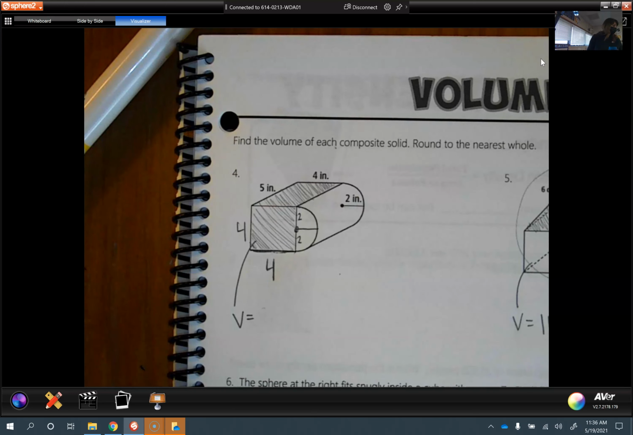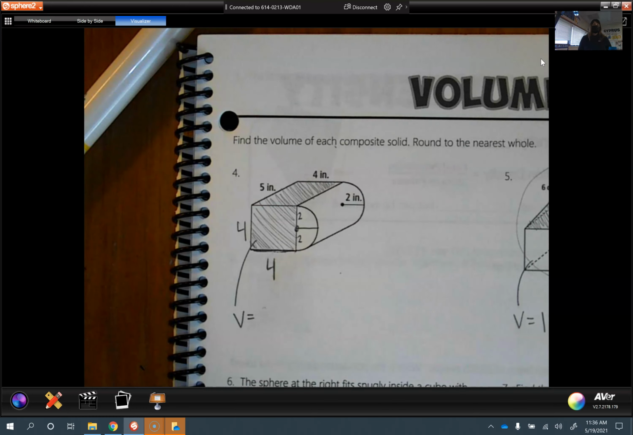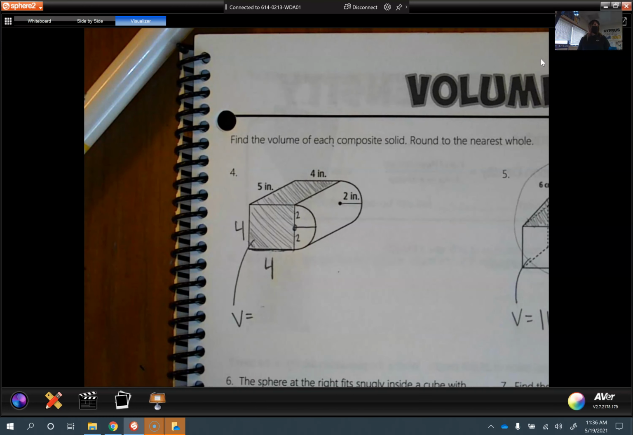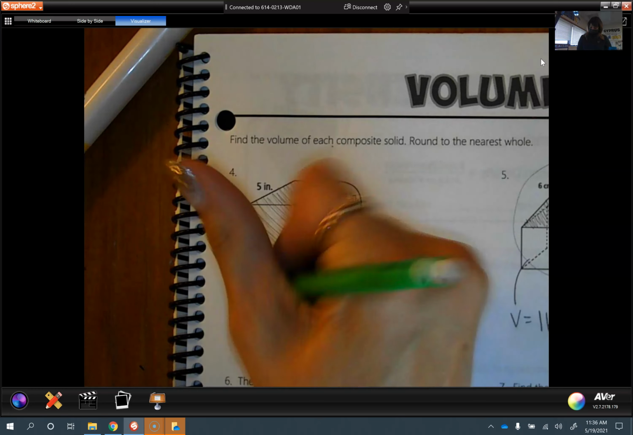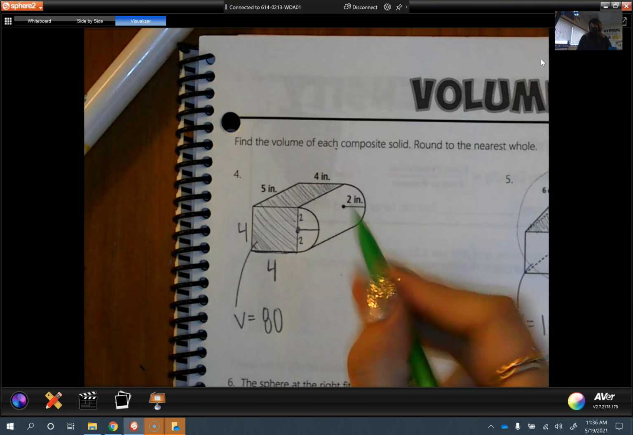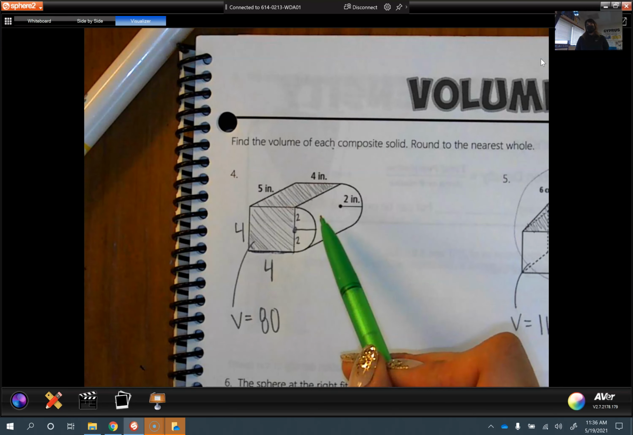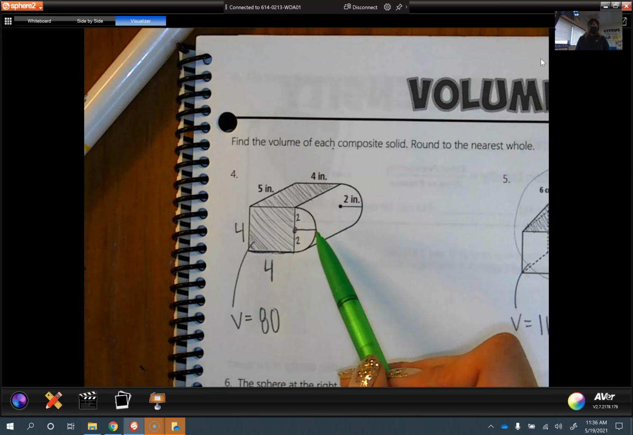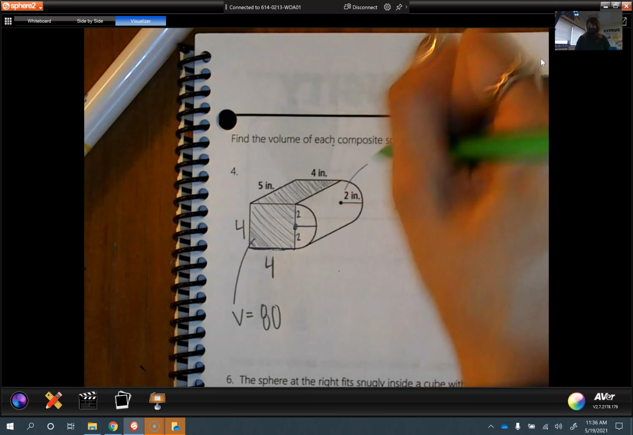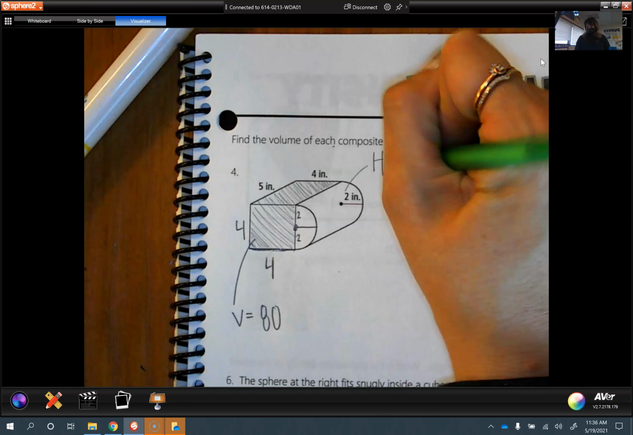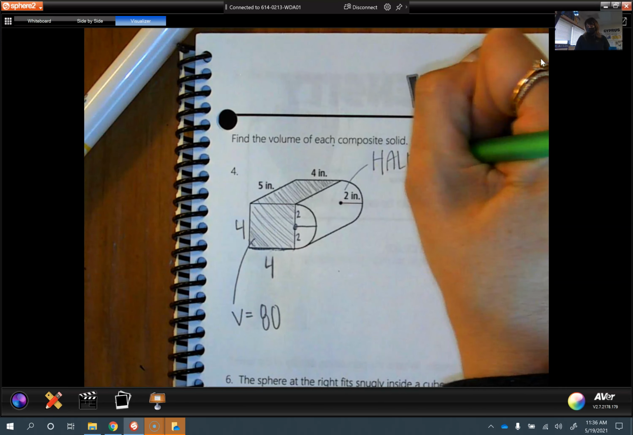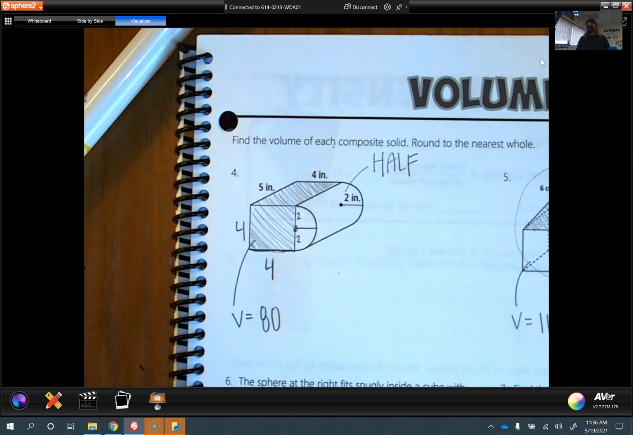I think that might equal 80. Somebody's going to want to double check me though. Yeah. Okay. Now, this isn't a full cylinder. This is a half of a cylinder. Are you guys okay with that? So what we need to do is find the volume for the cylinder and then cut it in half.